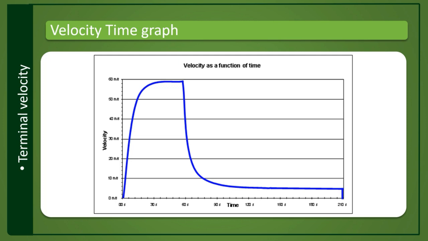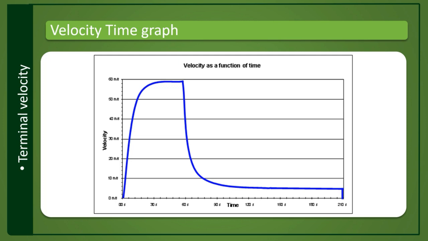Now the flat bit, the horizontal bit, on a velocity time graph is showing a constant velocity. This skydiver's constant velocity, or their terminal velocity, will stay at about 58-59 meters per second until about 60 seconds time. At 60 seconds time, you see there's a rapid decrease in velocity. Again, a steep gradient, but this time going down, which is showing us the person is slowing down.